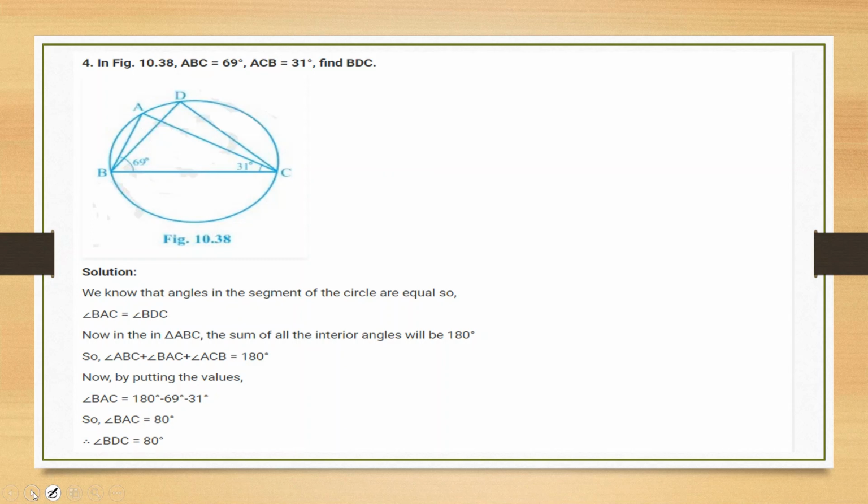Now, because angle BAC and BDC both lie in the same segment, they will be equal. And hence we can say angle BDC measures 80 degree.